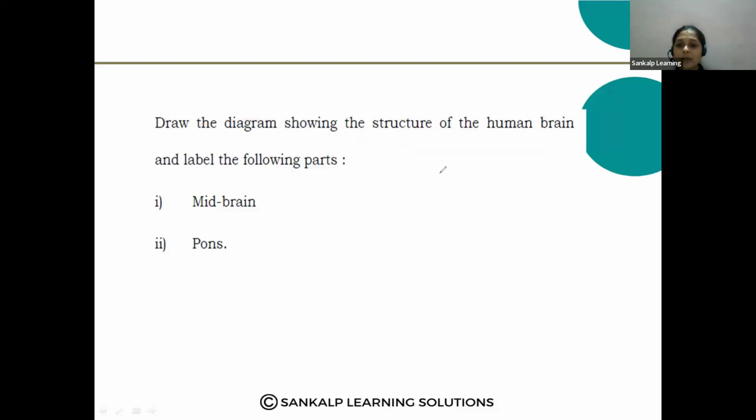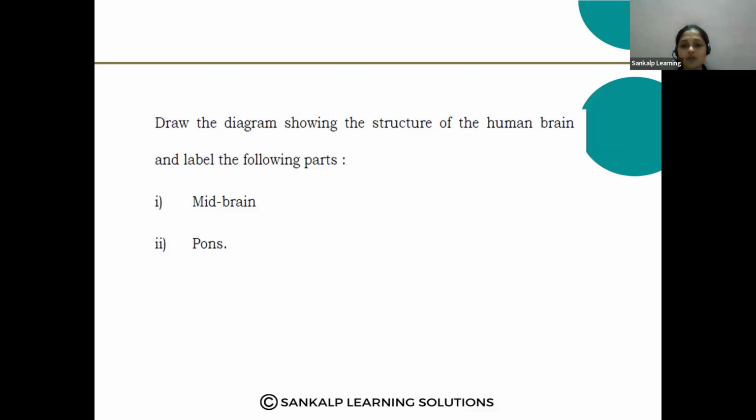So the probability of this question being asked in your board exam is 99.99%. Start practicing the diagram of the human brain. In different exams they will ask to label different parts. In some exams they will ask to label the cerebellum or medulla oblongata. Any different parts they may ask, so practice all these parts with the diagram.